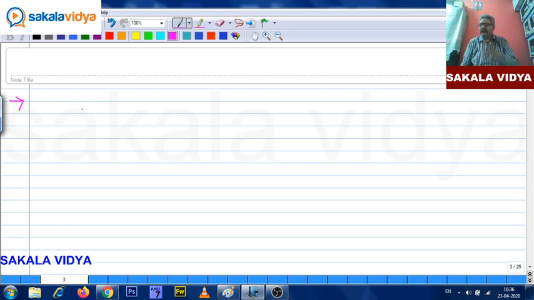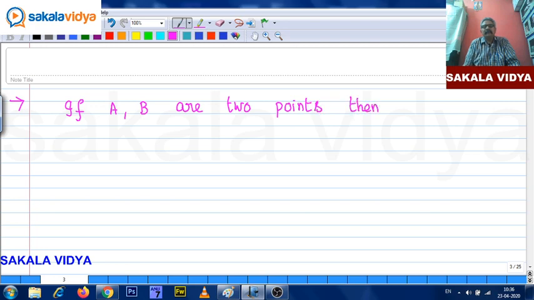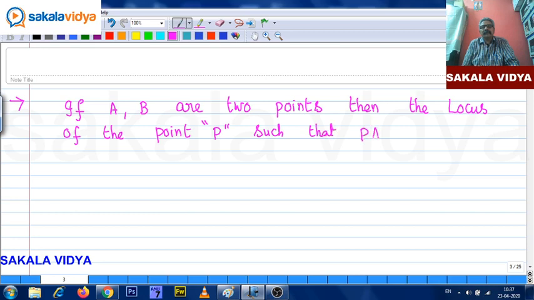So, next point, if A, B are 2 points, then the locus of the point P such that PA square plus PB square is equal to k times PC square.